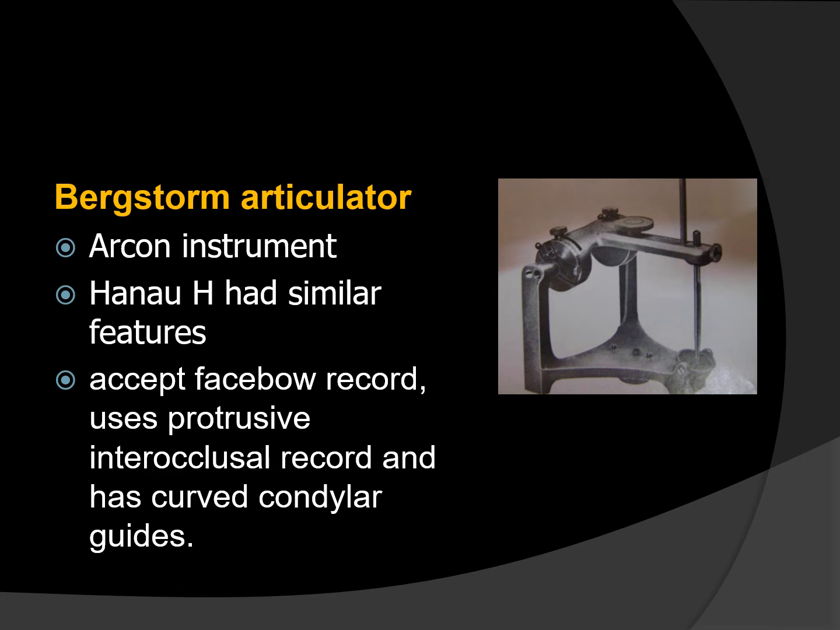So what is meant by arcon articulator? Here in an arcon articulator, the condylar guides are on the upper member and the condylar elements are on the lower member of the articulator, and the reverse is the case in a non-arcon articulator. So the Bergstrom articulator was able to accept the face bow record. It uses a protrusive interocclusal record and also has curved condylar guidances.